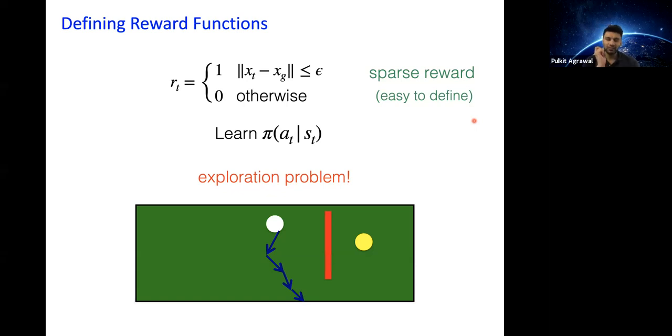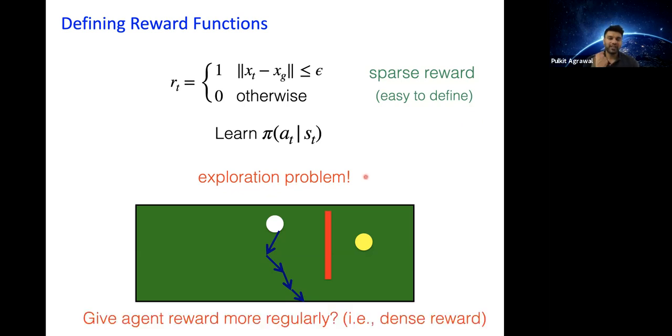But I think the point that is mentioned on the chat, that maybe we want to give the agent more hints about where the goal is, right? And that we can do by giving the agent some reward more regularly, which is some notion of a dense reward. So what could be some choices of a dense reward?